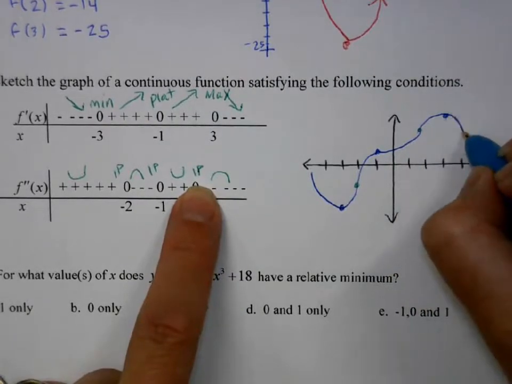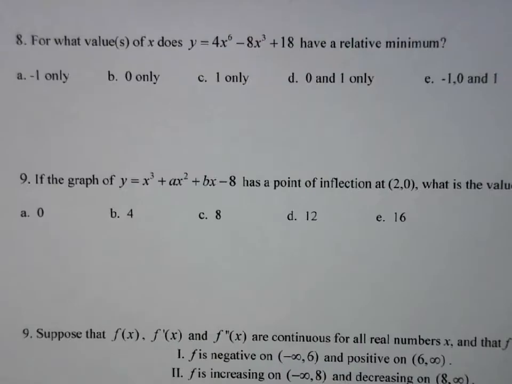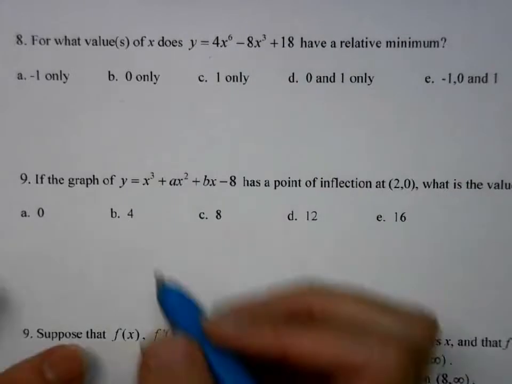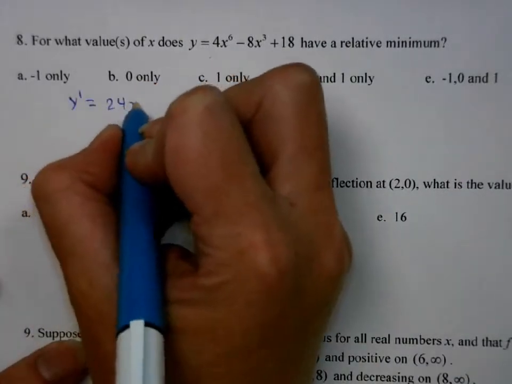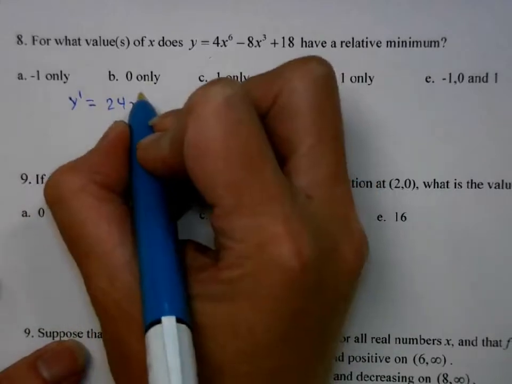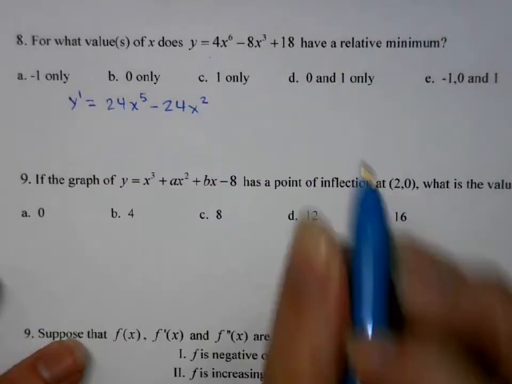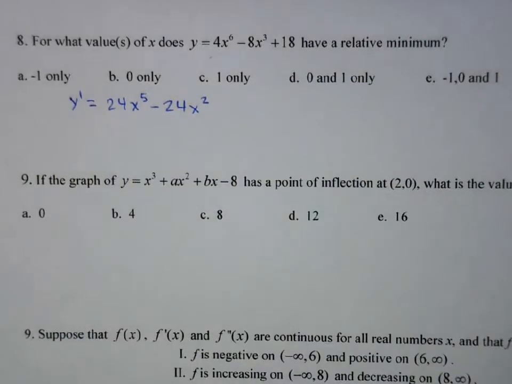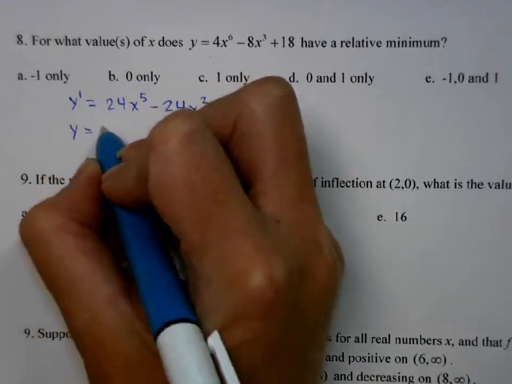Okay, so for what values of x does this have a relative minimum? So we want to look at the first derivative. So 5x to the fifth minus 24x squared. Okay, I can pull out my least common factor, which is going to be 24x squared. This leaves me with x cubed minus 1.